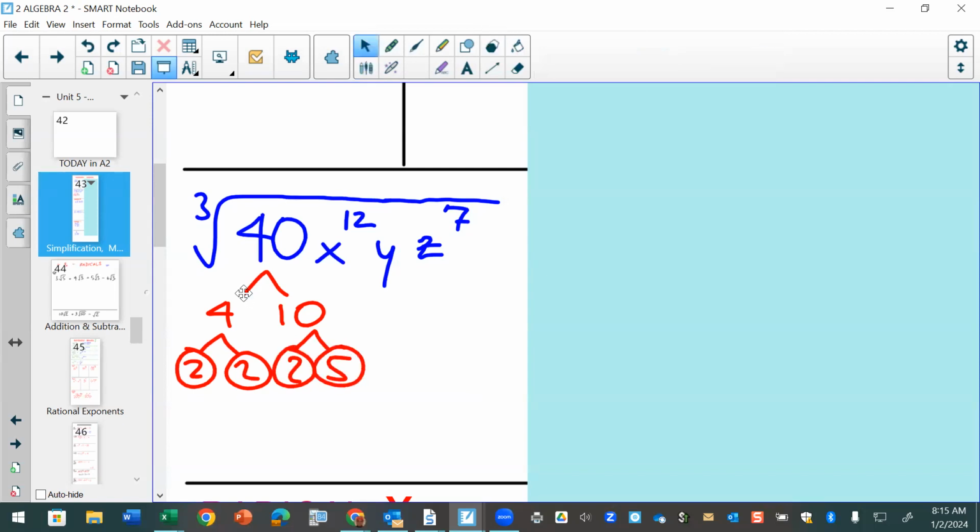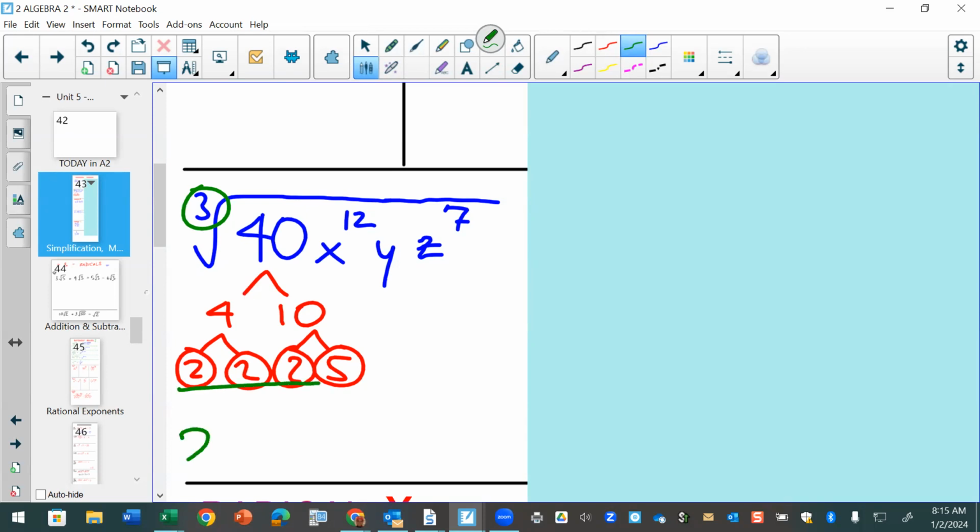So remember, magic number. We need 3 of a kind before we can pull one out. We had 3 twos. So a 2 comes out. And who didn't have triplets? The 5 goes back in. Okay. Numbers. Now, who remembers from December? What do you do with the letters? Anyone remember?